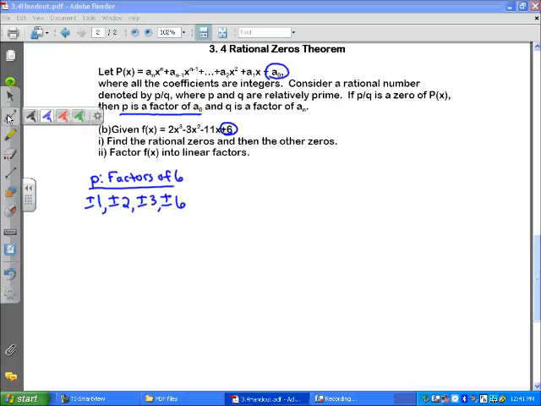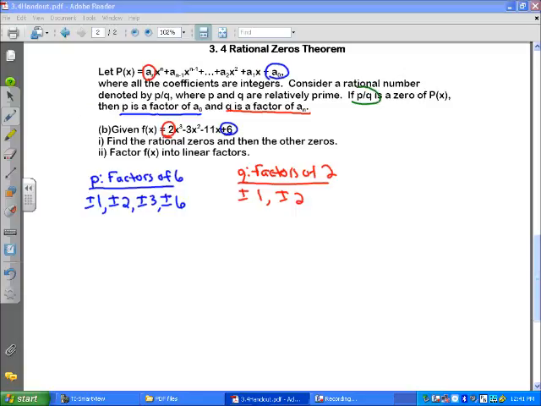Now let's go to the factors of Q. Q are factors of the leading coefficient, right there, which is 2. The only factors of 2 are plus or minus 1 and plus or minus 2. So now we have to list all possible P's over Q's, all possible rational zeros.